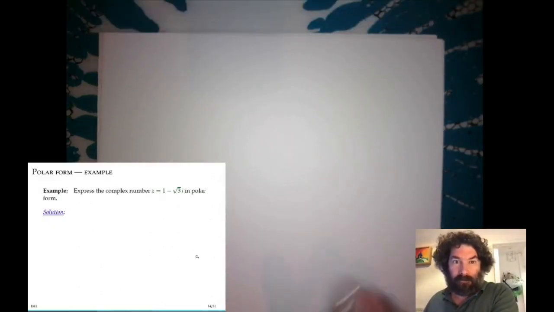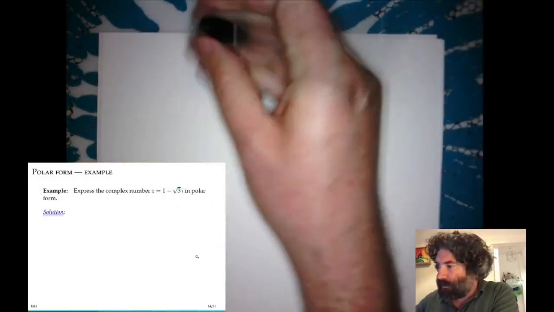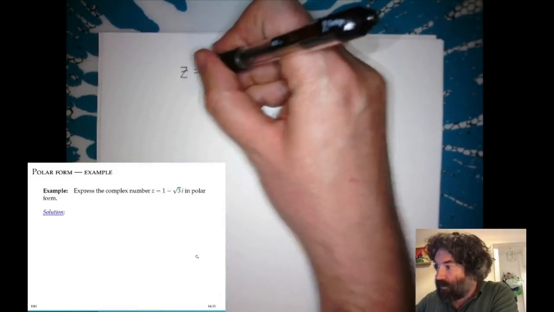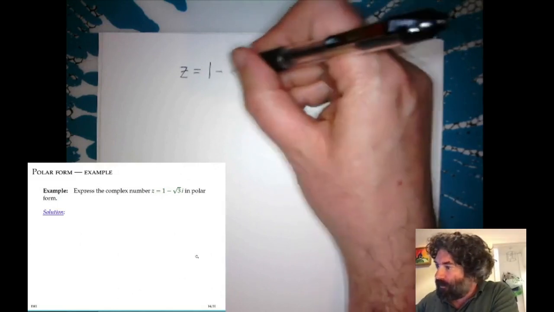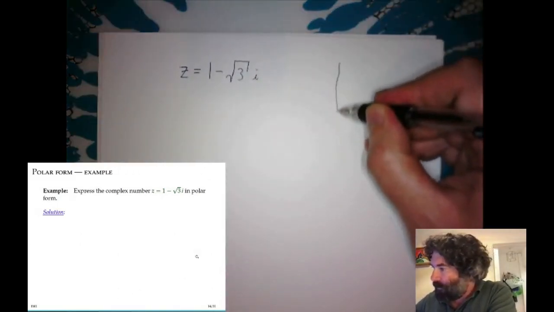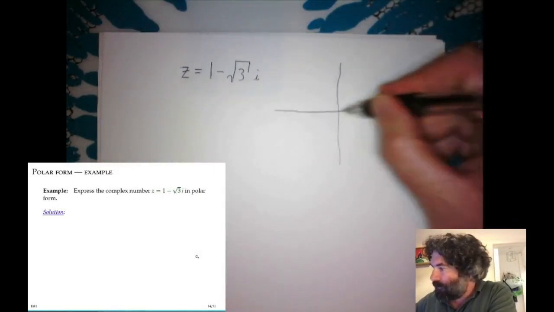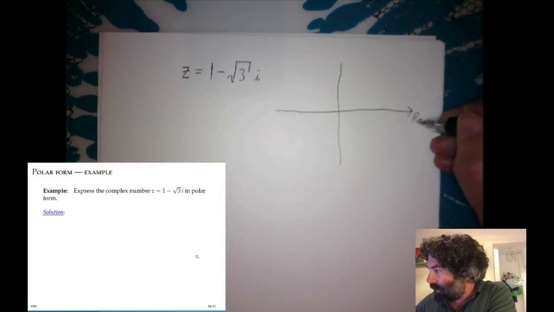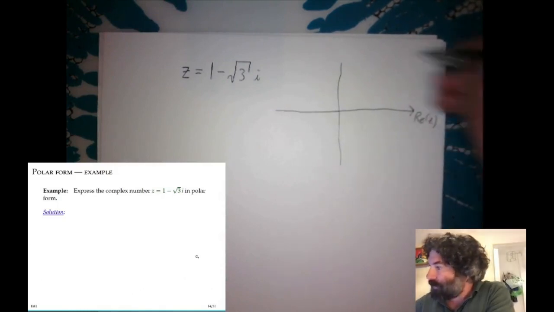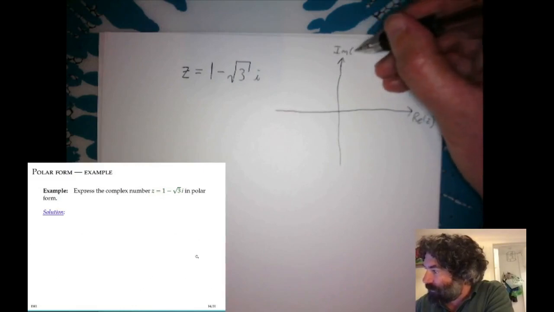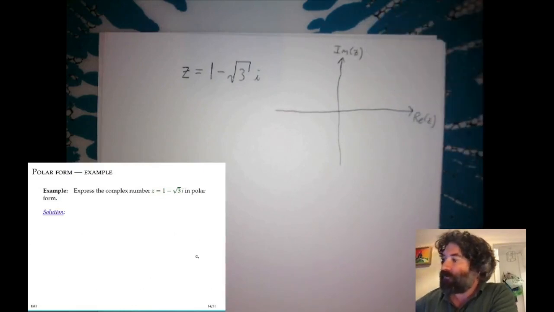All right, so let's first plot that number on the Argand diagram. So z is 1 minus square root of 3 times i. Draw the complex plane, or Argand diagram. What's usually the x-axis is the real axis when we're thinking about complex numbers, and what's usually the y-axis is the imaginary axis.